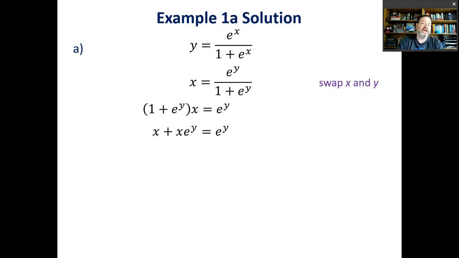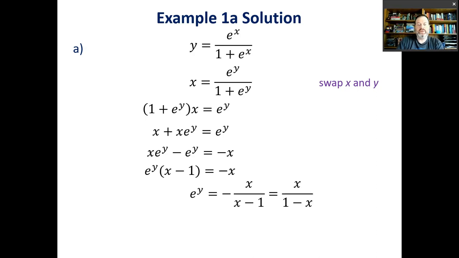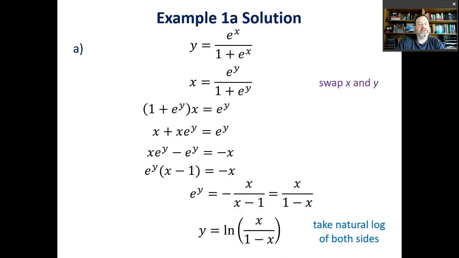Now we need to get both y's together. It doesn't matter what side of the equation you do it on. So I just brought the e to the y to the left and brought the x to the right. Next step, factor the left side. Next step, divide by x minus 1. And an algebra thing happens here. Because this x was negative, we'd prefer to get rid of this negative. So just switch the denominator and then take the natural log of both sides and you're done.